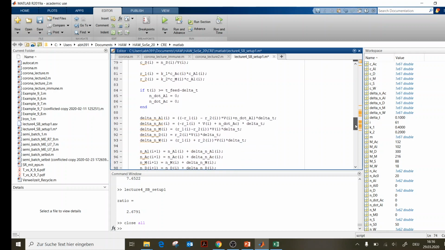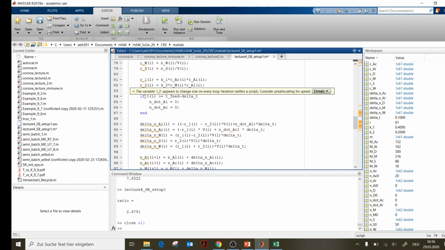Then I put in an if statement just to see if our time is more than these 5 hours, then your feed to the reactor shall become 0. So I just put in here, if it's more than 5 hours, then it should be like this. Okay, and to get the right time step, it's always a little bit tricky. I have to subtract here 1 delta t.